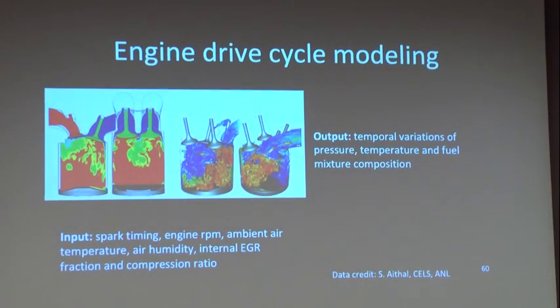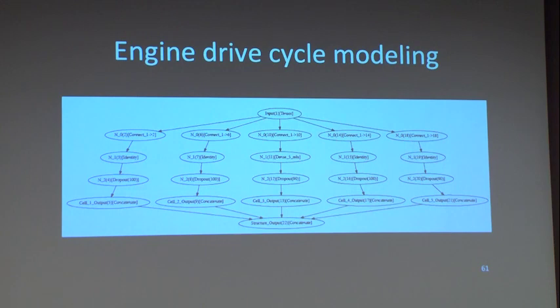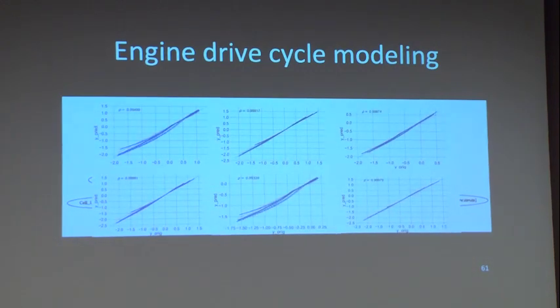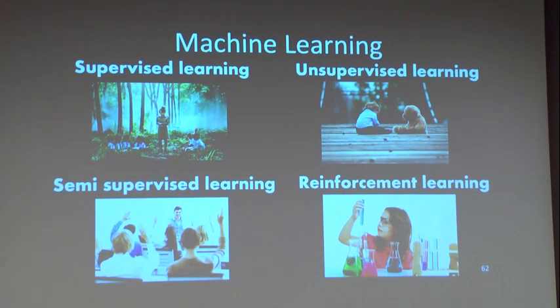So this is a study on engine drive cycle modeling. Again, input spark timing, engine, and so on and so forth, and the multiple outputs, temporal variations of the pressure, temperature, and so on, other metrics. And this is the neural net that the reinforcement learning agent came up with. And here is a correlation coefficient, again, above 0.99 for all the metrics. Okay, great.